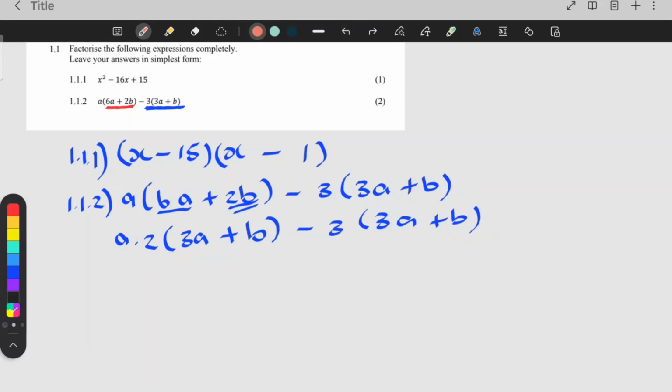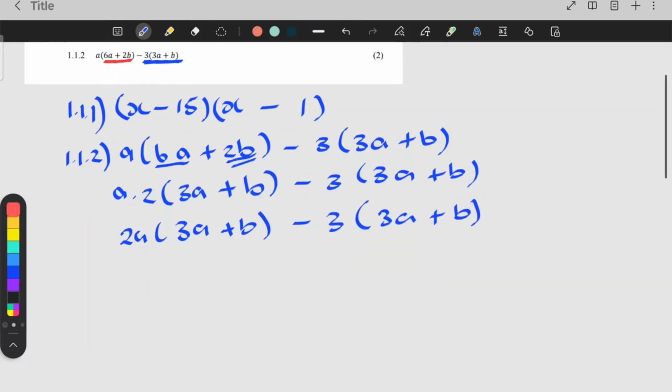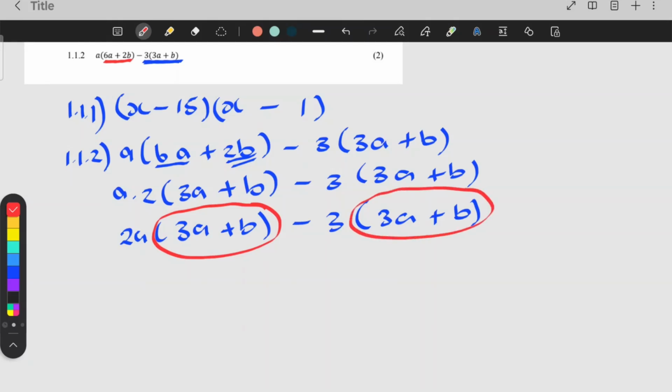But you see this a times 2. That can be written as 2a, eh? So let's rewrite that. a times 2 is 2a. So I leave everything else as it is. And now I ask myself, is there anything here that looks exactly like this? So in grade 9, we took out a common bracket, eh? Can you see that this bracket now looks exactly like that bracket?